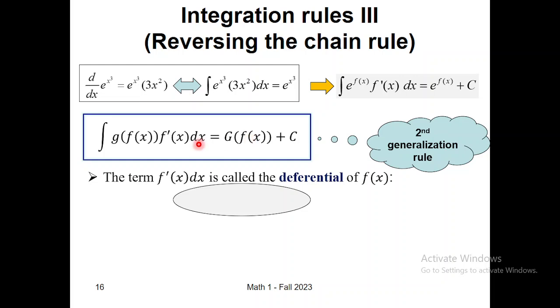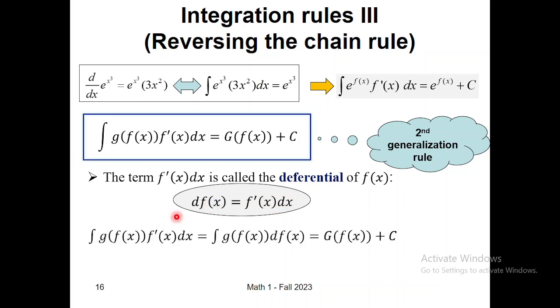Actually, this term f prime multiplied by dx is sometimes called the differential of f of x. And we say that f prime multiplied by delta x is df of x. Because you can imagine that this term is df of x, and you want to integrate g of f of x df of x. If you rename this f of x as u, for example, the integration is the integration of g of u du.